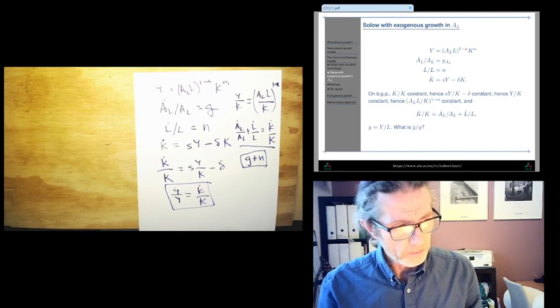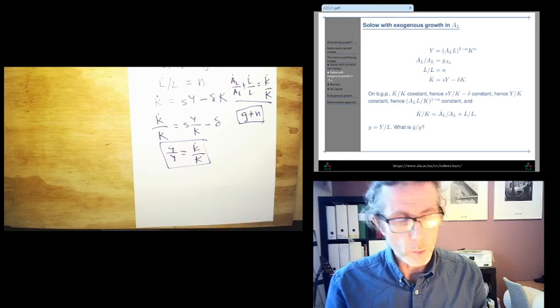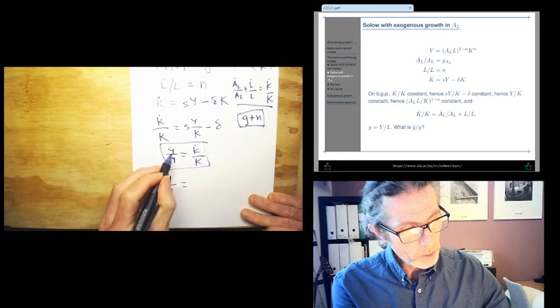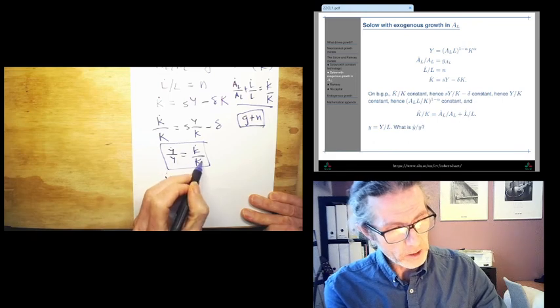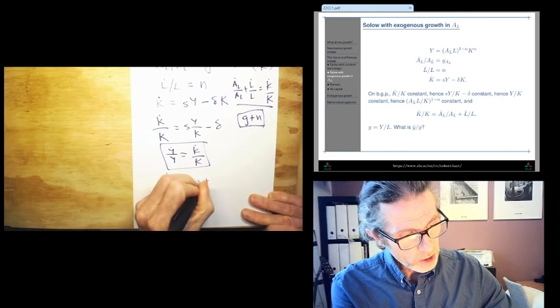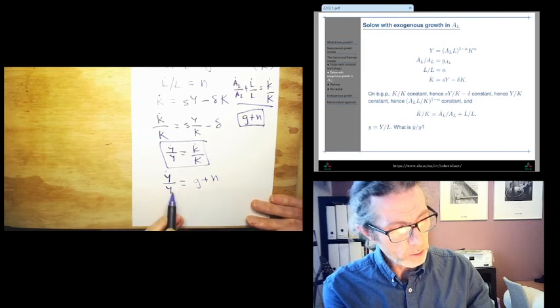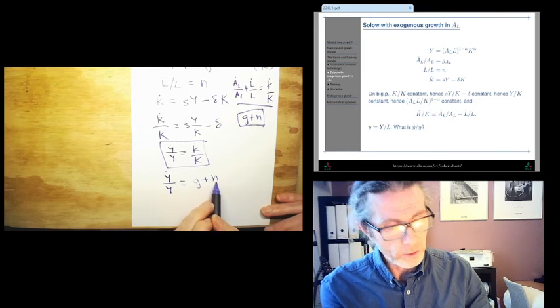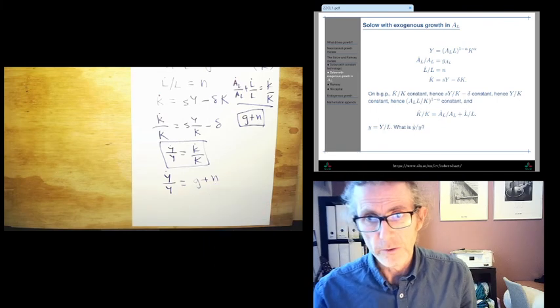So what is big Y dot over big Y? Big Y dot over big Y is K dot over K, which is G plus N. So total GDP grows at the growth rate of productivity plus the growth rate of the labor force.